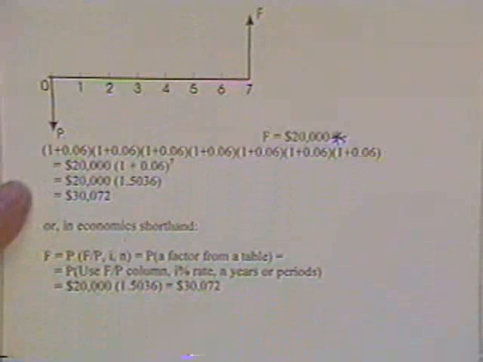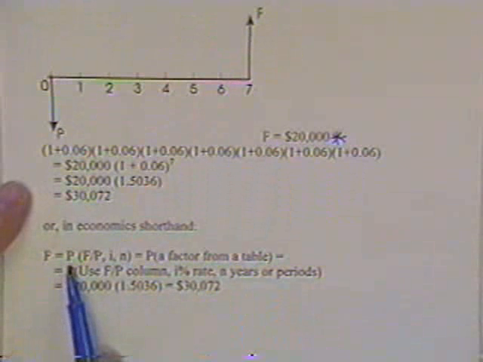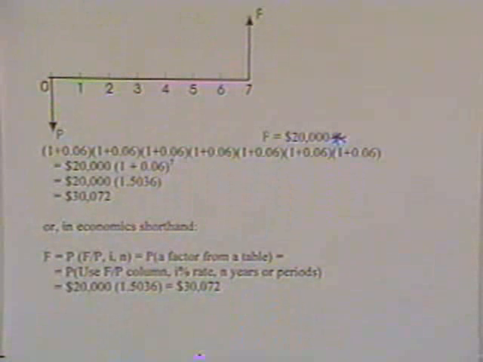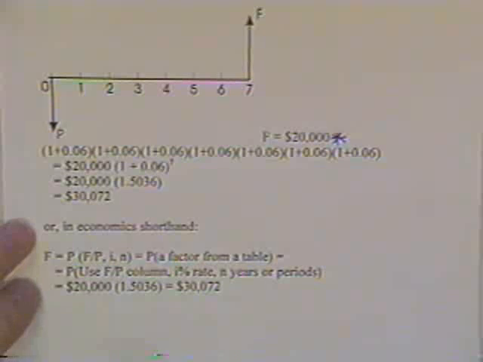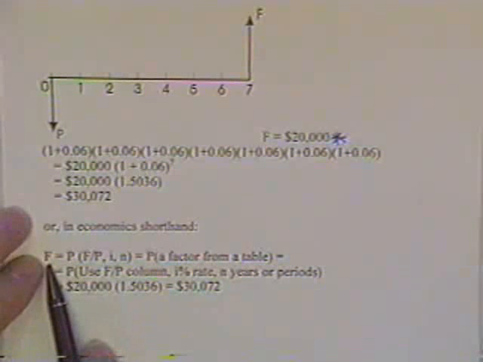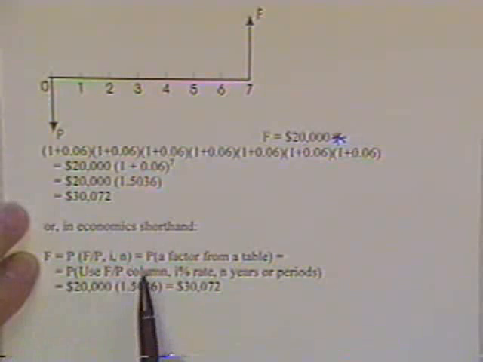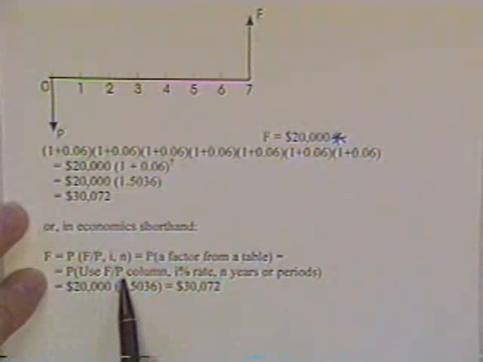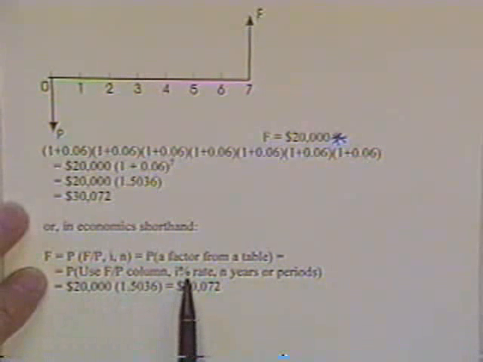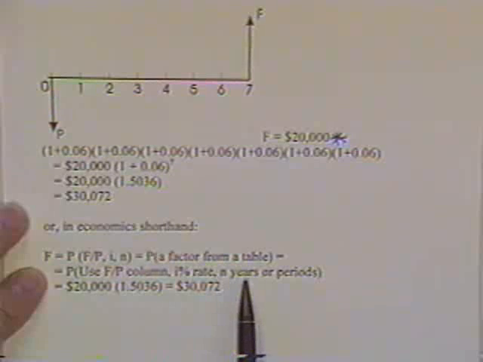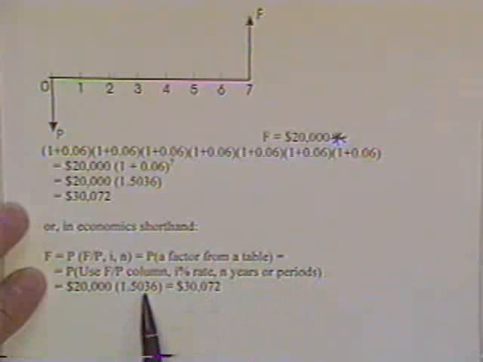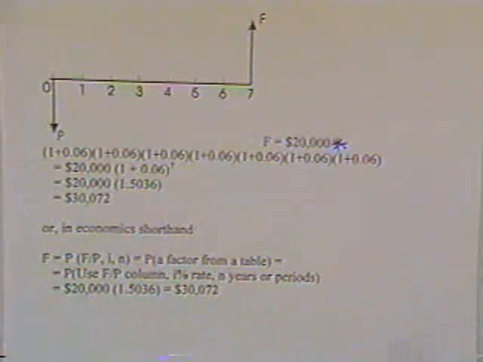Or, in economics, you would say, I have the present value of the money that was borrowed. I would like to change it into the value of the future money having to be repaid. You do that by multiplying F over P, and that tells you to use the F over P column, the I% rate, and N years or payment periods. You get the same factors you do in the original equation, and therefore you owe the same money, $30,072.